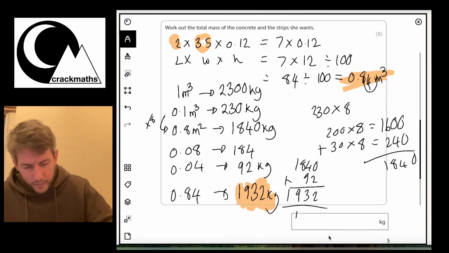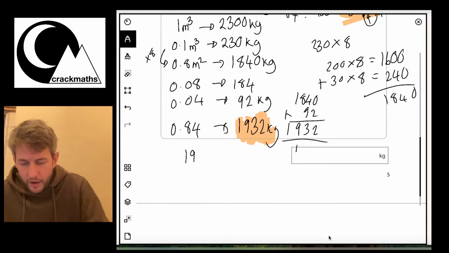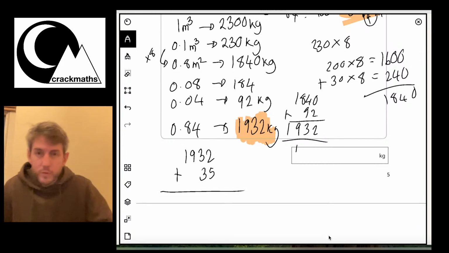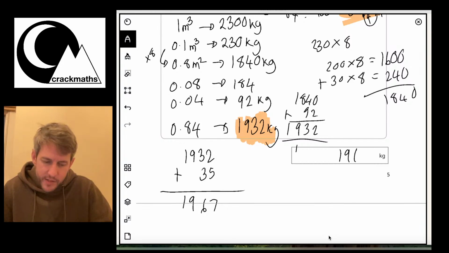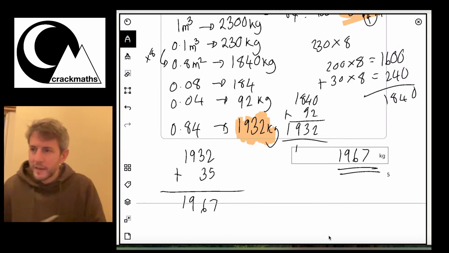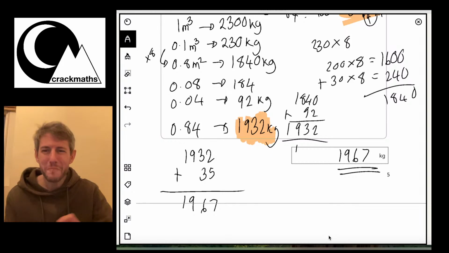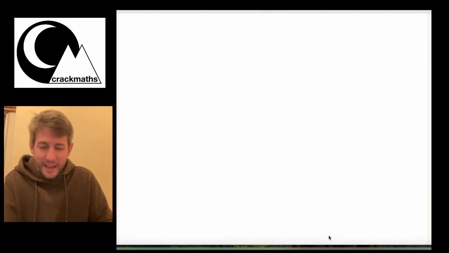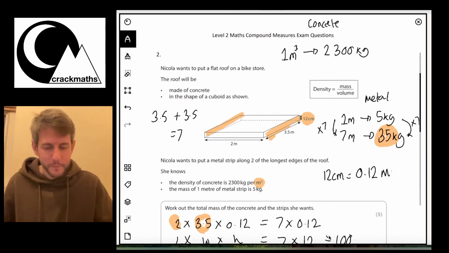So I'm going to do it down here. We've got 1932 plus 35. And all together, that's going to be 1,967 kg. Okay, perfect. Great. I hope, really, for the sake of people taking the paper, that was a calculator question, but it was possible to muddle through it without a calculator. I just think it seems a bit mean.